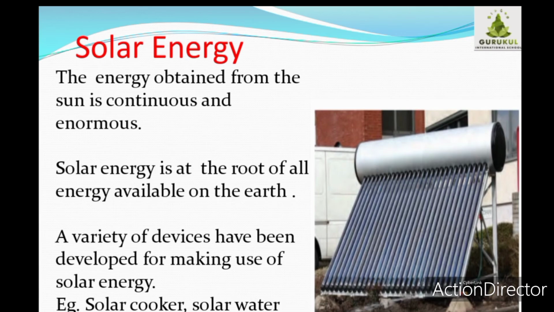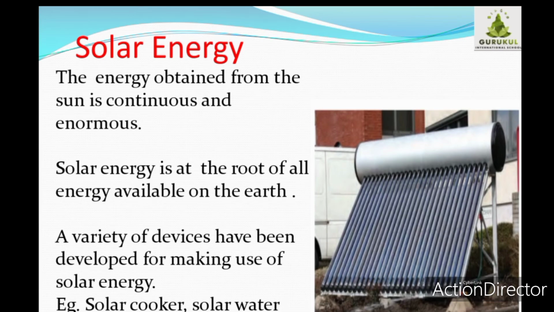Solar energy is at the root of all energy available on the earth. Children, we have studied how plants make their food with the help of sunlight, correct? And all living things are dependent on plants, directly or indirectly, for gaining energy, correct? So solar energy is the root, the very important source for getting the energy available on the earth.